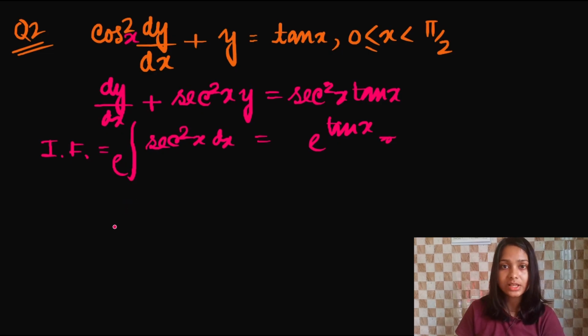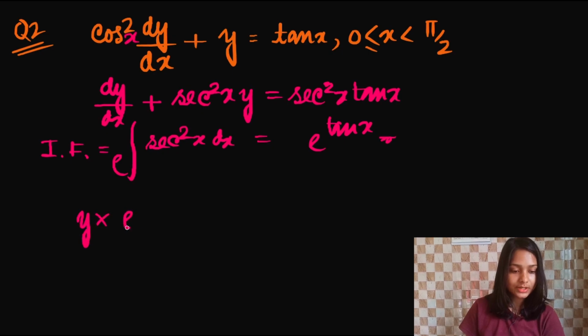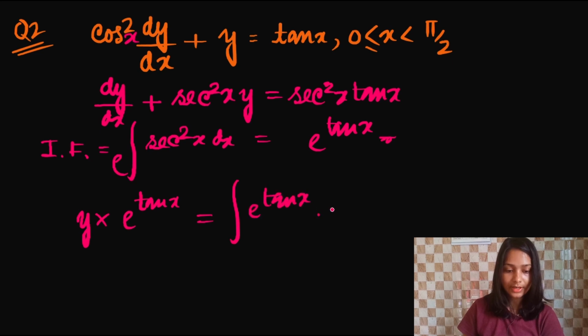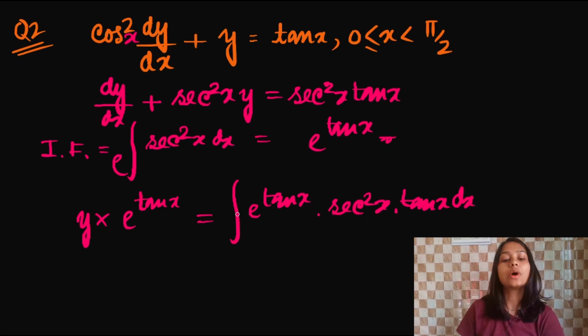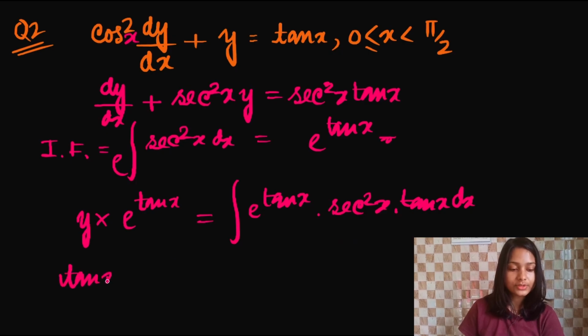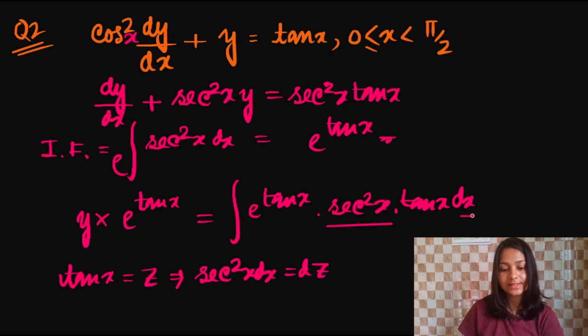So again, we can directly write the solution. The solution will be y e power tan x equals integration of e power tan x into sec square x into tan x dx. So how can we solve this equation? We need to substitute. This part is already solved, and for solving this part we need to use substitution. If we use the substitution tan x equals z, it will give sec square x dx equals dz. So this sec square x and dx part will become dz, and here we can write z and z.